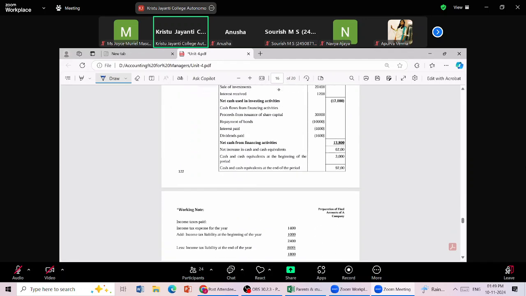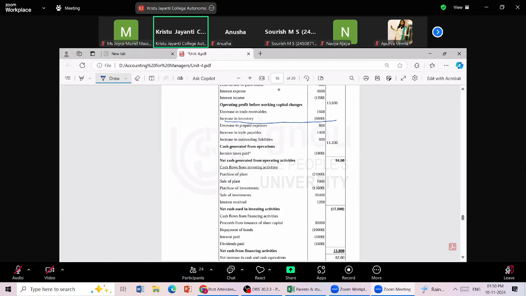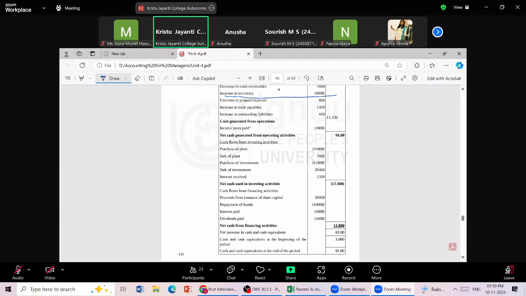Yeah. So here you can see that is the reason there is an increase in trade payable and increase in outstanding, all added except the increase in inventory. Rest all have been added. Only the increase in inventory has been deducted. Now income tax, any income tax paid you deduct. So what you get is your operating activity, which is 9,400.